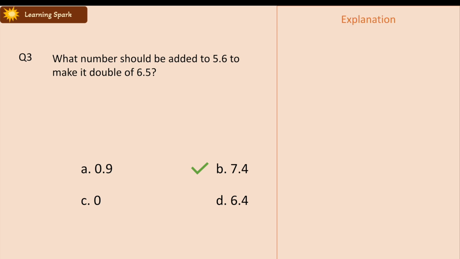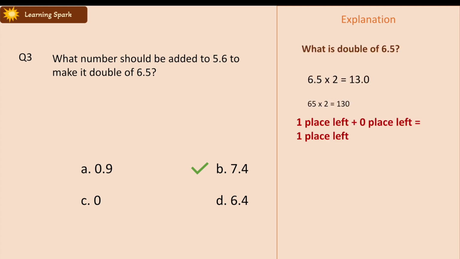So we have to add some number to 5.6 to make it double of 6.5. Let's start with finding out what is double of 6.5. What is double of 6.5? So 6.5's double is 6.5 into 2.